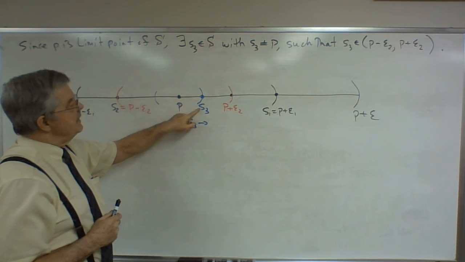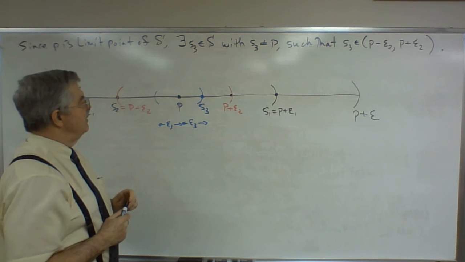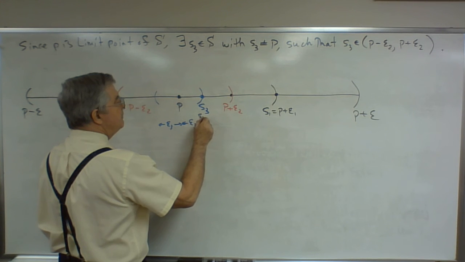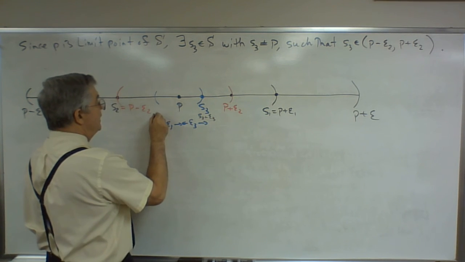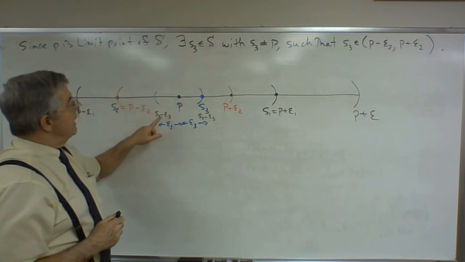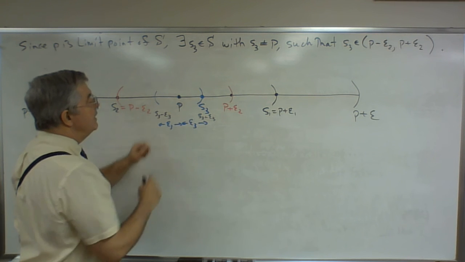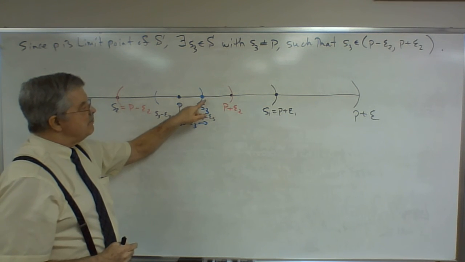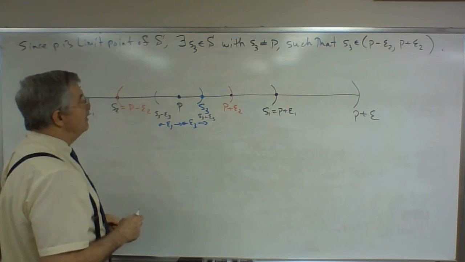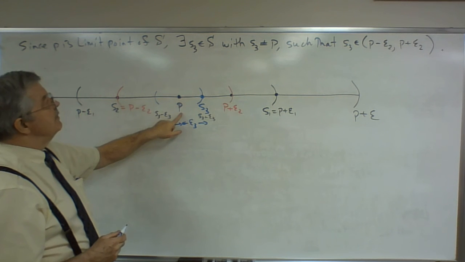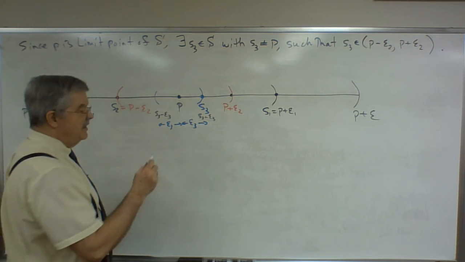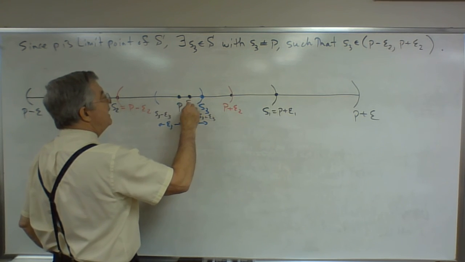And since S sub 3 is an endpoint of this interval, and what is it? This goes from S sub 3 minus epsilon over 3 to S sub 3 plus epsilon over 3. We have another interval containing P, and since S sub 3 is an endpoint of this open interval, S sub 3 is not in this interval. But since P is a limit point of set S, there has to be some element of S other than P in this interval, and we call that S sub 4.